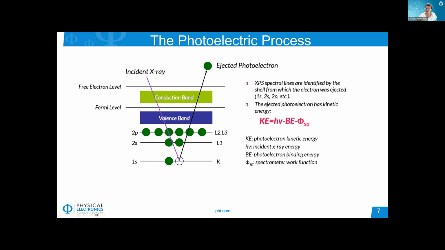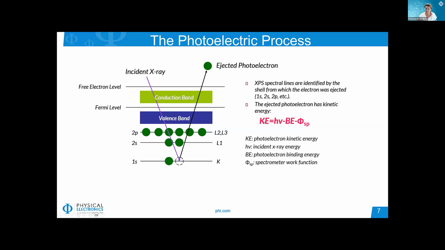So the photoelectric process is behind XPS as a method. Again, we're using incident X-rays to eject the electrons. We know what the energy of our X-ray source is. If the energy is higher than the binding energy of the electron on the orbital, this electron will be ejected. And this electron will have kinetic energy. This kinetic energy is what we're measuring. We are measuring the number of electrons at specific kinetic energy as they come out from the sample.